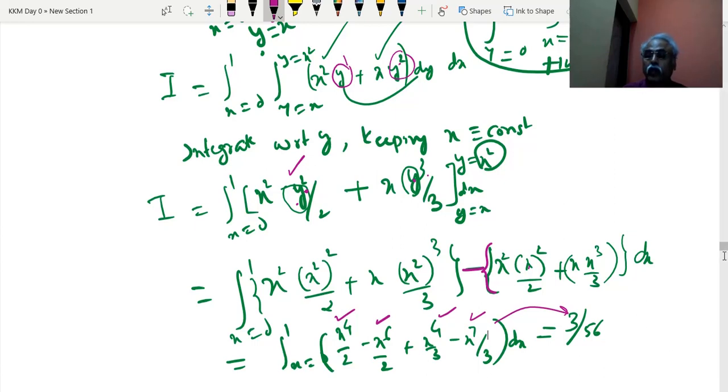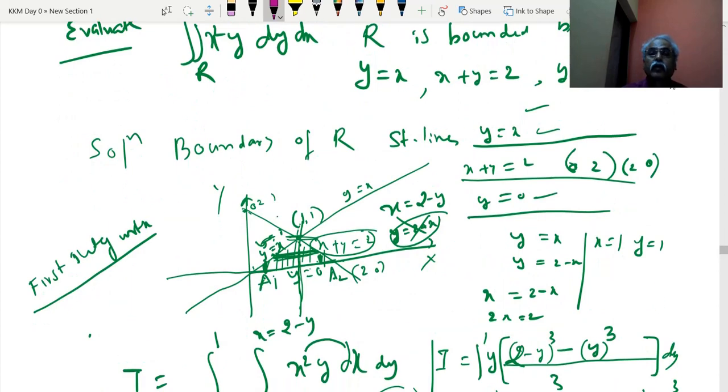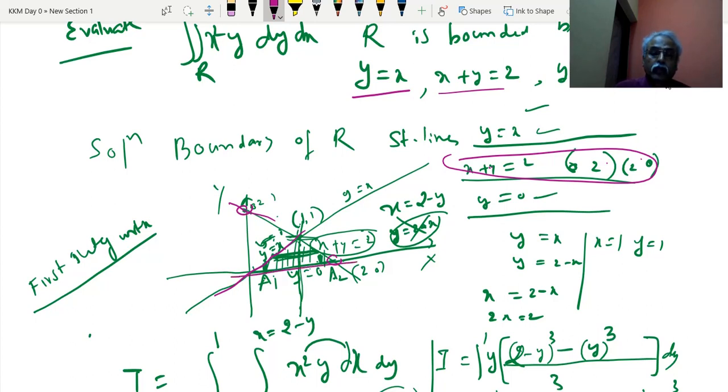So now, very similarly, let us see how you do it. So integrate x square y dy, region is 3 lines, y equal to x line, x plus y equal to 2 line. So you should get used to this type of lines. X plus y equal to 2 line means how to find it? One point is 2, 0, one point is 0, 2. So 2, 0 and 0, 2. And one more is y equal to 0 line. So now these three straight lines, which is a region of integration.